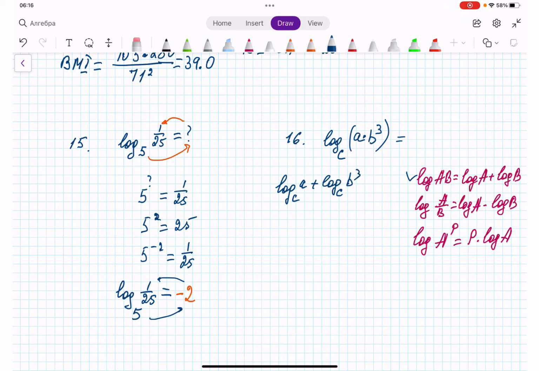I'm going to apply the multiplication property: logarithm by base C of A plus logarithm by base C of B cubed. After this, I have a cube here, so I need to simplify using the property for power, and I will get logarithm A by base C plus 3 times logarithm B by base C. I use this one, right? This 3 comes in front. Okay? All right, this is the answer. Question number 17.